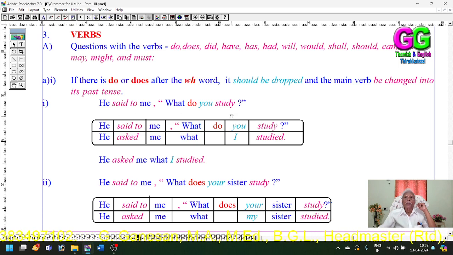He said to me, what do you study? Said to changed to asked. Quotation mark removed and this W is changed into small. What. Do is removed and the verb study after the subject has been changed into its past, studied. Regarding the subject, here the subject is you. The second person refers to the hearer. So, you refers to me. Me is the first person singular. So, the subject you has been changed into first person singular subject, I.